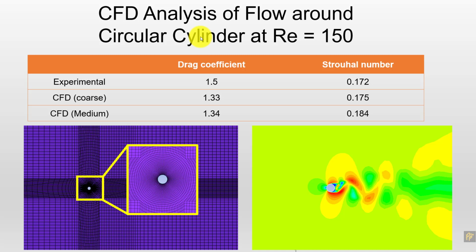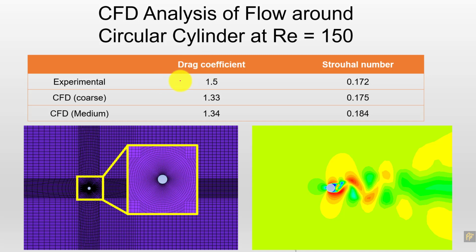In this workshop, we are going to solve the CFD analysis of a flow around a circular cylinder at Reynolds number equal to 150. And you can see that we have excellent data for the drag coefficient and Strouhal number. We have compared two meshes. Also, I will show you the third mesh as well, the fine mesh. And you can see how the data is matching with the given data from some experiments.